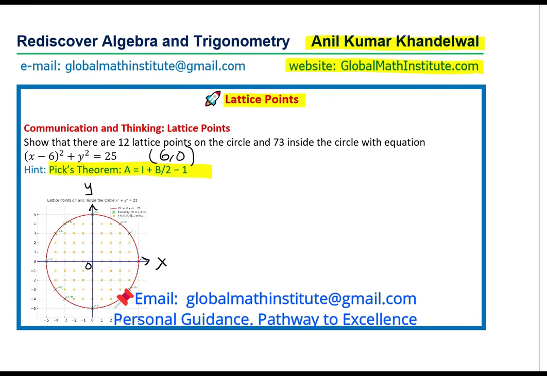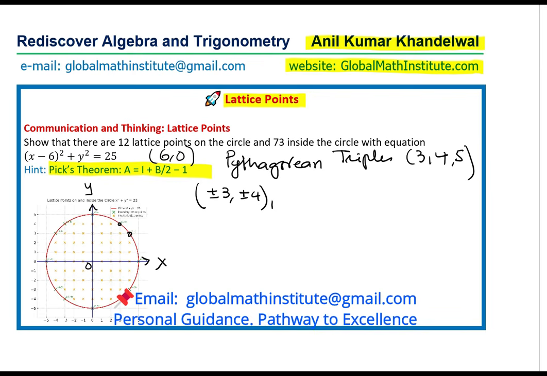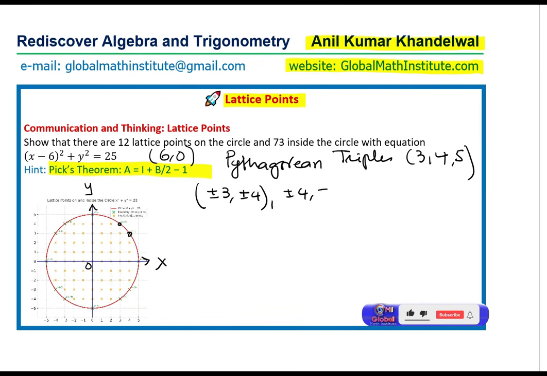Now, to find the points on the periphery or the circumference, we can use Pythagorean triples, right? 3, 4, 5. All those points having the combination 3 and 4 will give us a radius of 5. So we get some points here, which are plus or minus 3, which will give you plus or minus 4, and it could be the other way also. Plus or minus 4 will give you plus or minus 3.